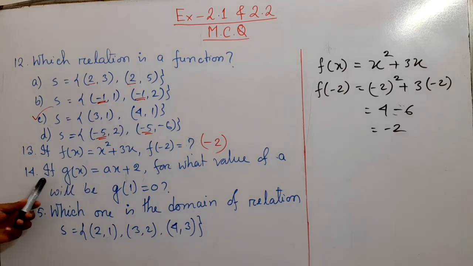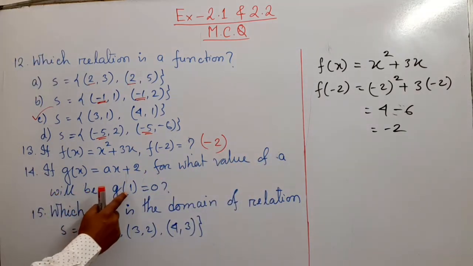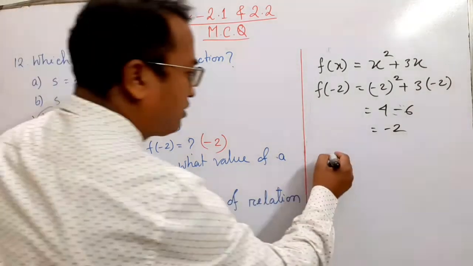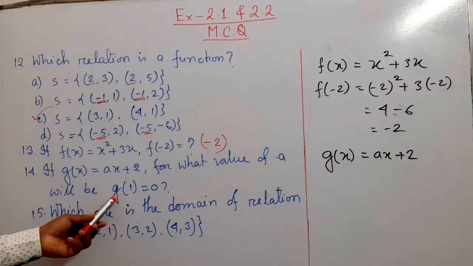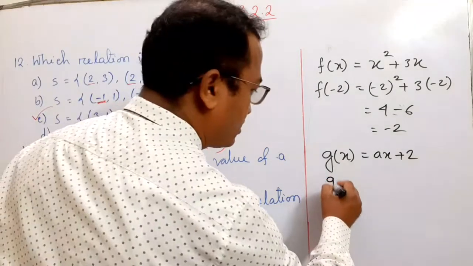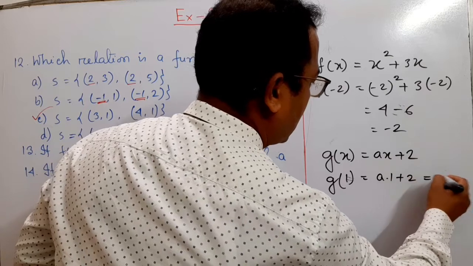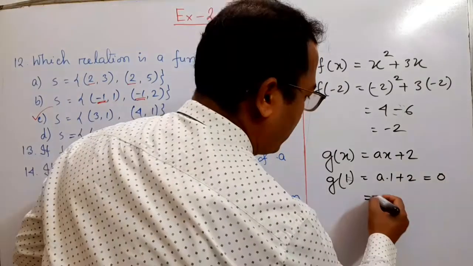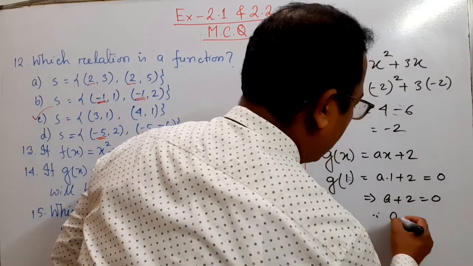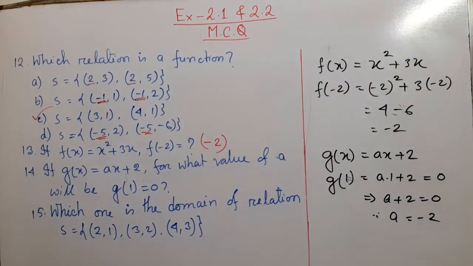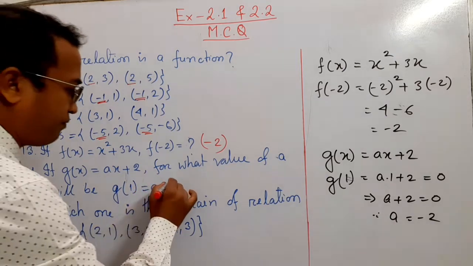Question 14. If g(x) is equal to ax plus 2, for what value of a will g(1) be equal to 0? Look, it is given g(x) equal to ax plus 2. It is also given g(1) equal to 0. So we can write g(1) is equal to a into 1 plus 2 equal to 0. So we can find the value of a from this equation. a plus 2 equal to 0, therefore a equals -2. Here also, the value of a should be -2 if we want g(1) to be equal to 0.